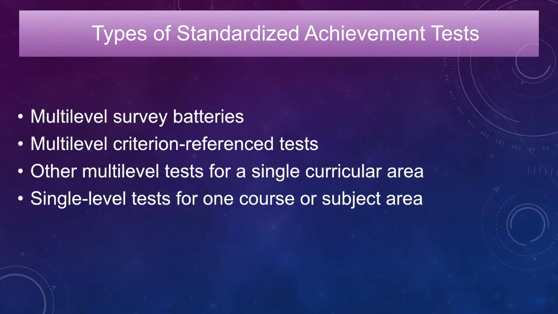There are the multi-level criterion referenced tests. These provide detailed information about student status for a well-defined domain of performance in a single subject area. They span several grade levels and are ideally aligned with state standards, and they inform students' knowledge on the specific learning objectives. So remember, the criterion referenced are those that are based on very specific learning objectives.